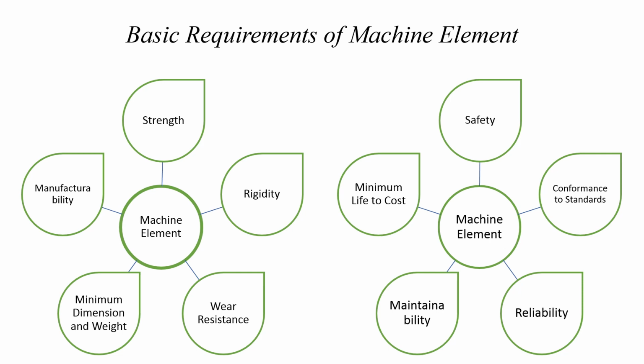Manufacturability. The machine element should be easy to fabricate and to manufacture. Safety. The machine element has to be safe. Conform to standards. The machine element should conform to the standards in terms of shape, size, and material. The machine element should be reliable, serving its function throughout its life. The machine element should be maintainable. It should be easily replaceable, repairable, and easy to maintain. And the machine element should have minimum life cycle cost.